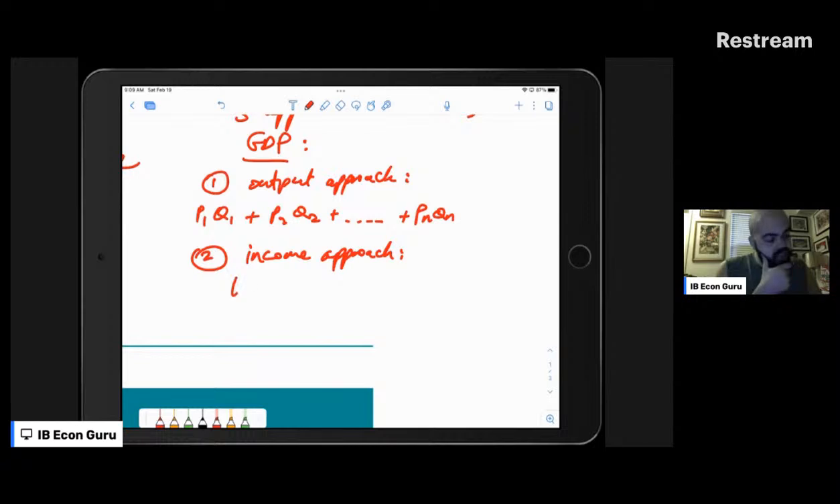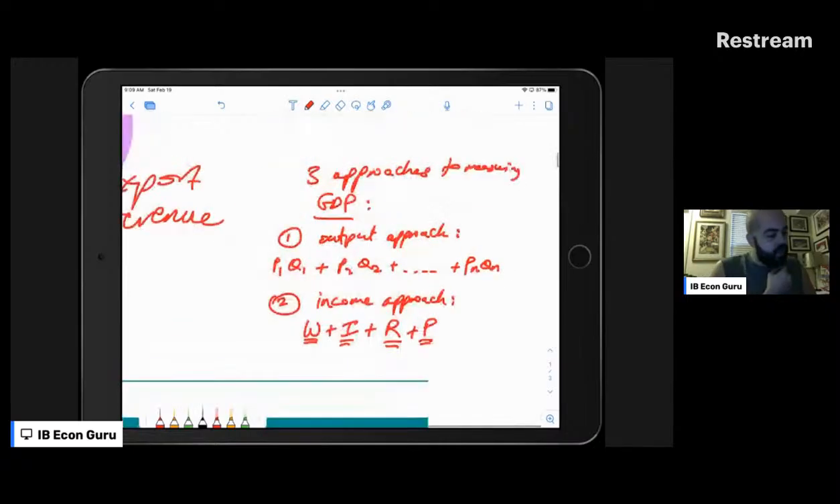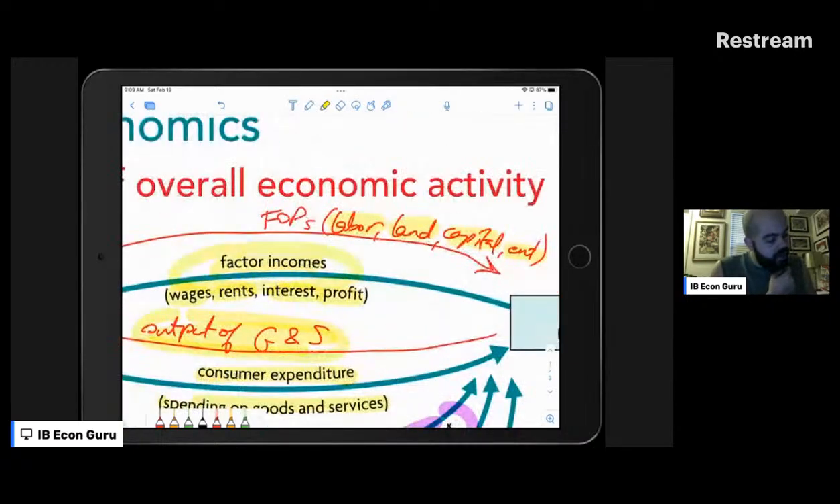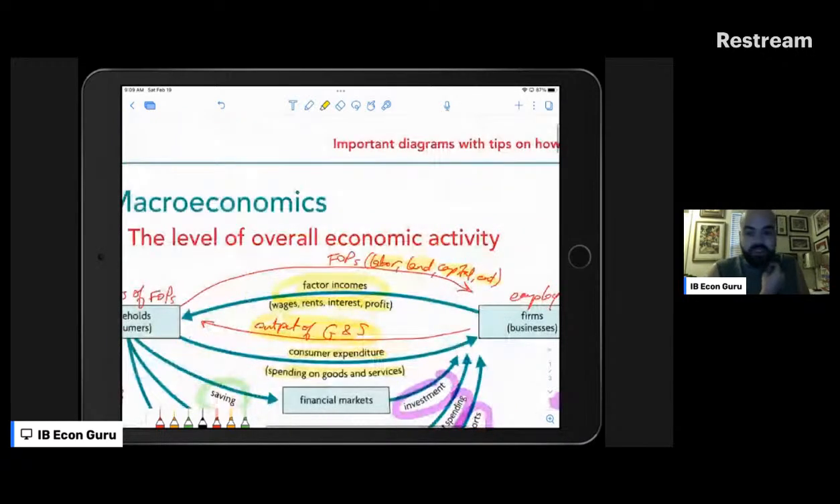Okay, so the total wages, W, plus total interest, I, plus total rent, R, plus total profit, generated within that accounting period, whether it's 3 months or a year. Okay, let's just say within a year. Total wages received by owners of labor, interest received by owners of capital, rent received by owners of land, and profit received by the entrepreneurs. That's the income approach. That is this arrow here. This arrow here that flows from the business sector to the household sector in the form of factor incomes.